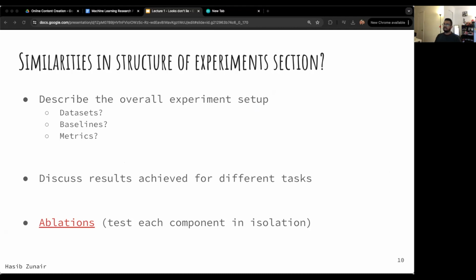So all these papers basically describe the overall experiment setup, the datasets, baselines, and metrics. They also discuss the results achieved for different tasks. And then they also have the ablations, where they tend to test each component of their method in isolation. This is basically to highlight the contribution that each component has on the entire method itself.